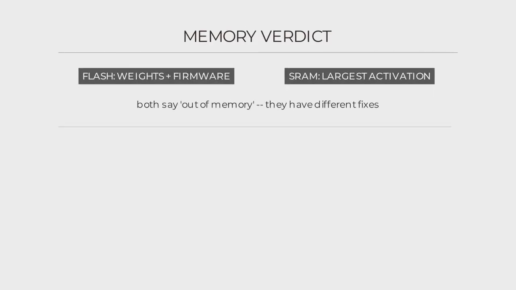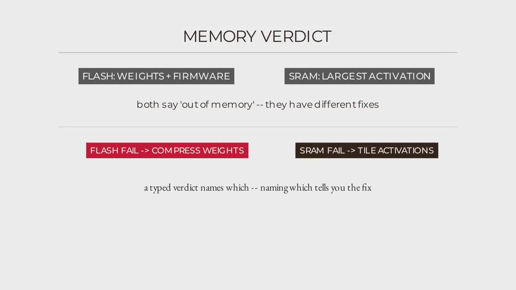Flash holds the weights, SRAM holds the activations. When a model doesn't fit, the error message says out of memory, and that single message hides which one failed. A Flash problem and an SRAM problem have different fixes. Compress weights for Flash, tile or restructure activations for SRAM. The verdict module names which one broke.